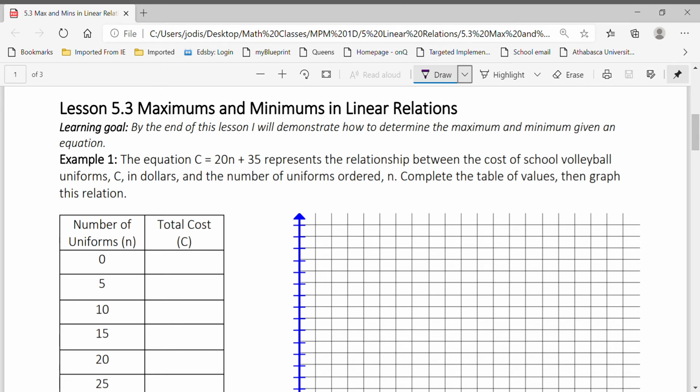Hey, welcome to lesson 5.3, maximums and minimums in linear relations. So by the end of the lesson, we should be able to determine the maximum and the minimum given an equation. So again, we're just going to jump right into some examples here.